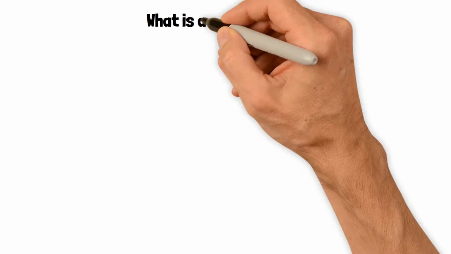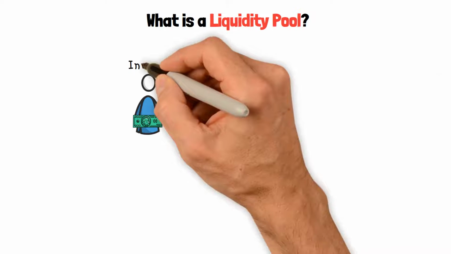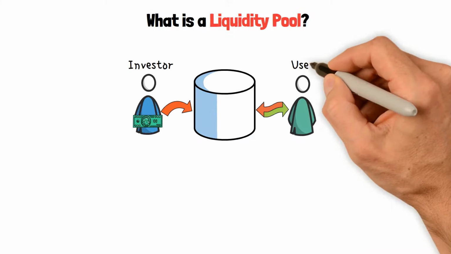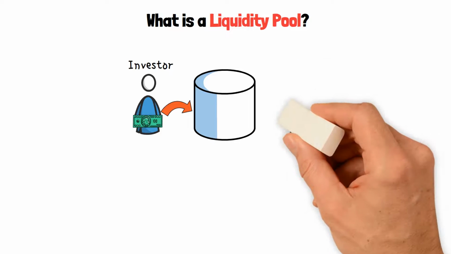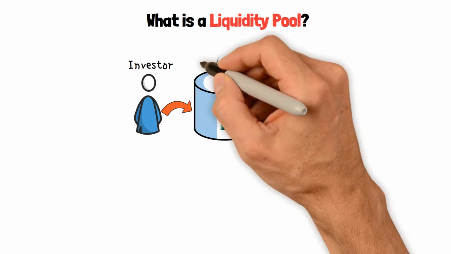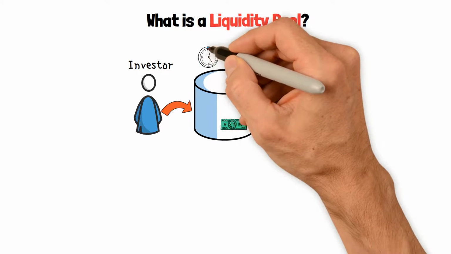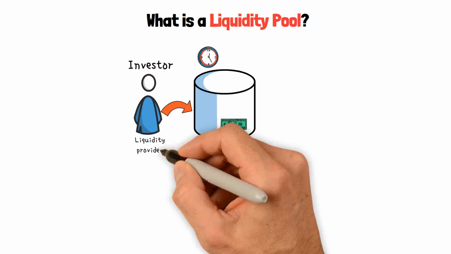What is a liquidity pool? There are two ways you can look at it: as an investor, and as someone who will actually use the pool. First, let's discuss the investor's point of view. A liquidity pool is a place where you can lock up your money or a specific asset for a set amount of time. If you do so, you'll be called a liquidity provider.